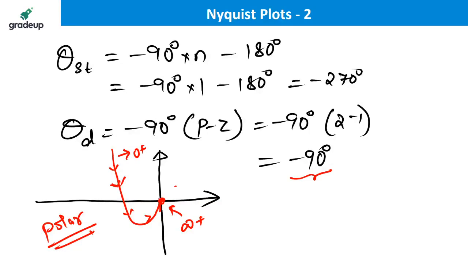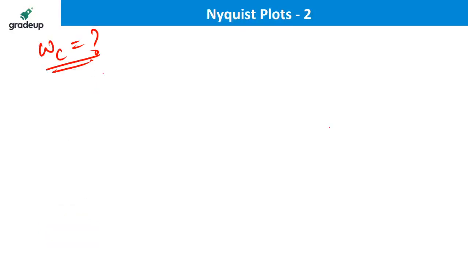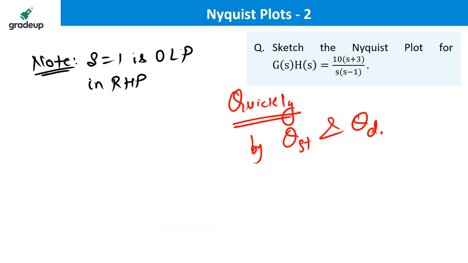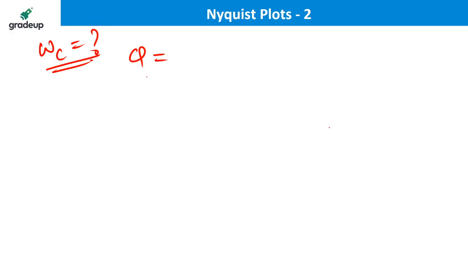Once again I say how to confirm with the quadrant. You can check the critical frequency, or you can check the angle at very small frequency. What is the phase here? Guys, let us write down the phase.